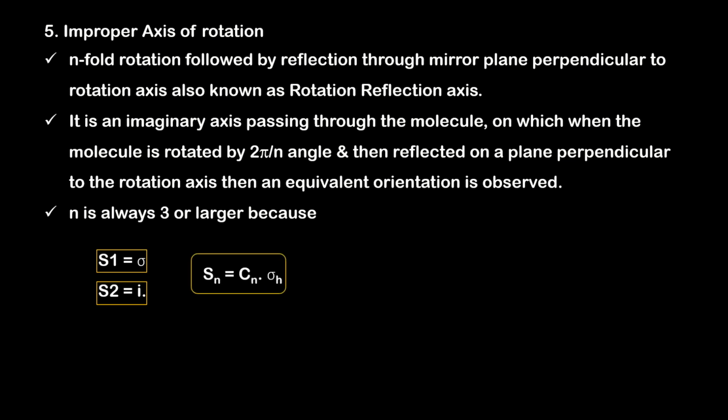Improper rotational axis means Cn, rotation, and sigma h, that means reflection. It can be understood by taking one example of the S4 symmetry element. S4 means C4 into sigma h. For better understanding, here we are taking one example of the methane molecule, which contains 4 equivalent hydrogens, which are labeled as 1, 2, 3 and 4.